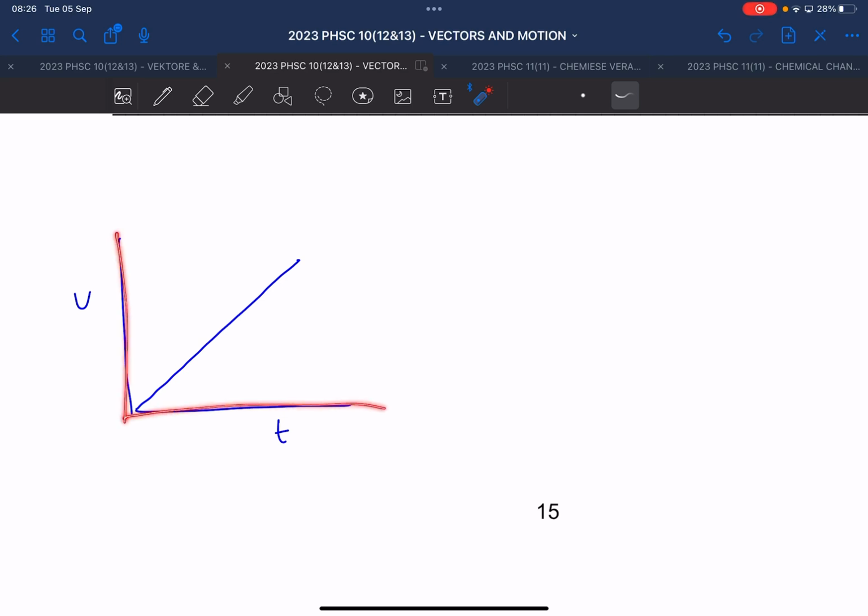So for this velocity time graph, you're going to ask, what does the gradient tell me? Gradient is change in y over change in x. For this graph specifically, the y-axis is my velocity and the x-axis is my time. Velocity, time.